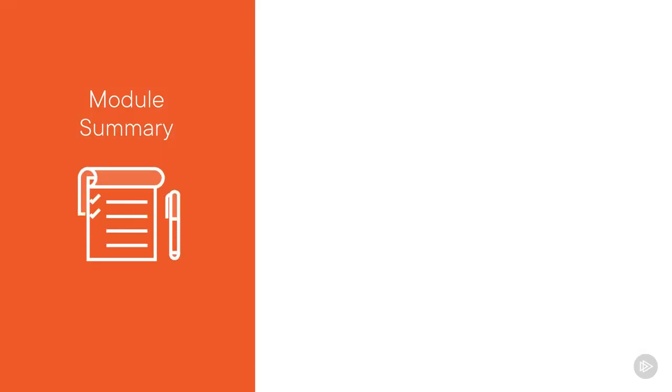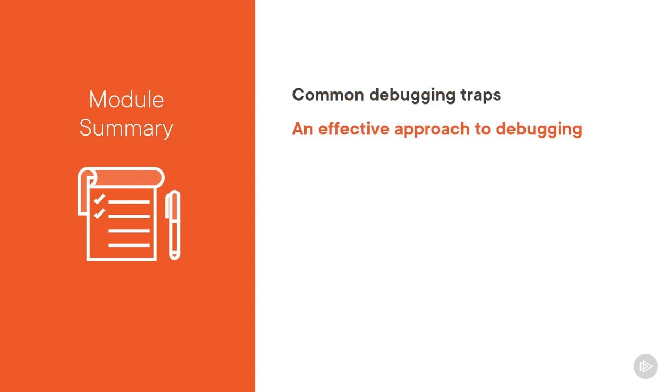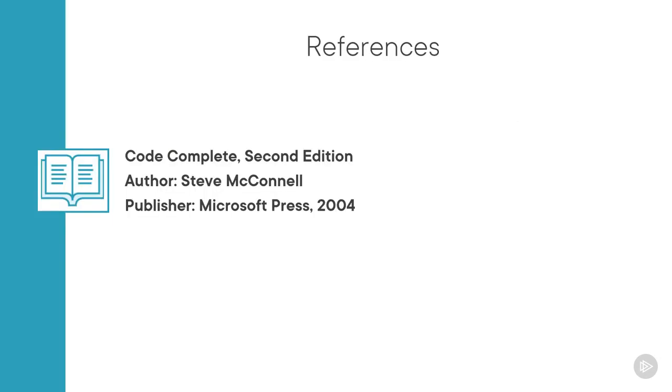In this module, you learned about some of the traps you can fall into if you don't have an effective approach for debugging. Then we looked at an approach that you can use for debugging based on the scientific method. And as a reference for this approach, you can check out the book Code Complete, 2nd edition, from Microsoft Press. Steve McConnell is the author. It was published in 2004, but the concepts are just as relevant today.